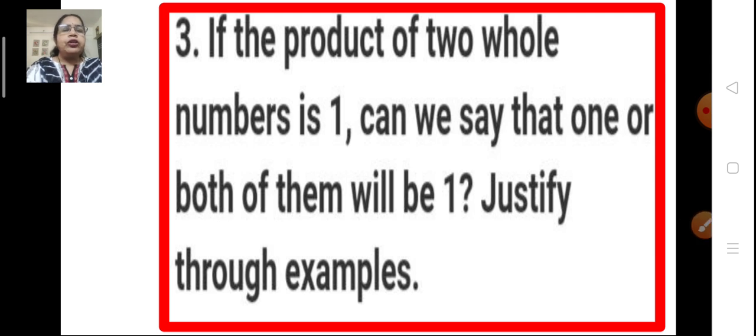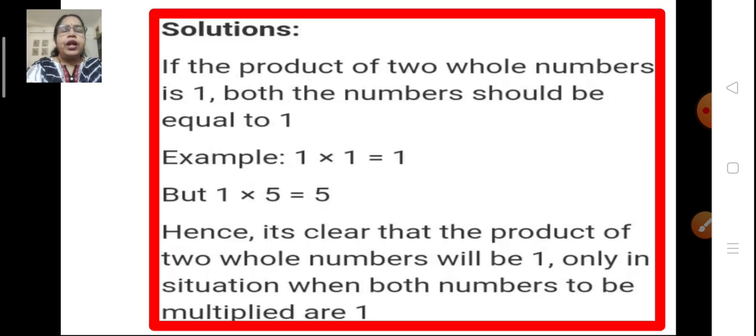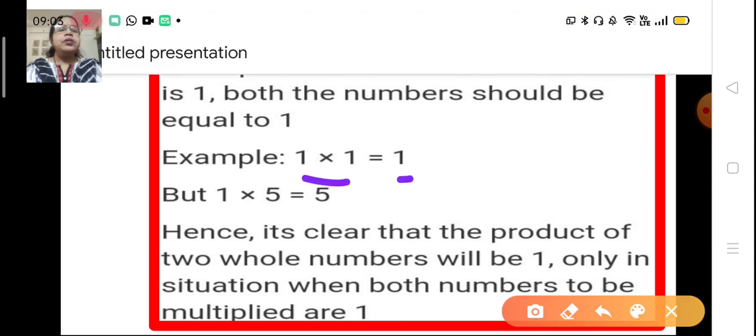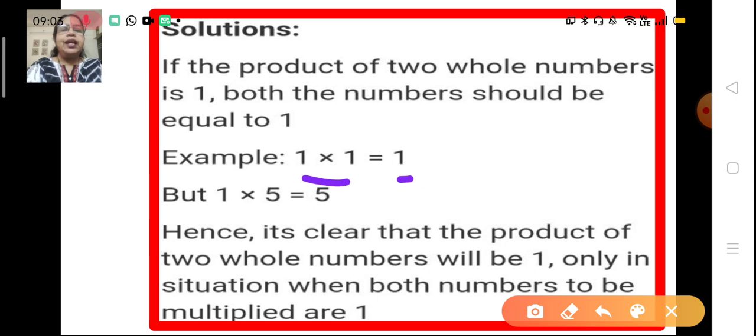If the product of two whole numbers is 1, can we say that one or both of them will be 1? Justify through examples. Now, if the product of two whole numbers is 1, then definitely both the numbers should be 1 only. They should be equal to 1 only, isn't it? Like 1 multiplied by 1 becomes 1. If we take any other whole number which we multiply with 1, then it will be the number itself. Like 1 multiplied by 5 becomes 5. If we take 9, 1 multiplied by 9 becomes 9.